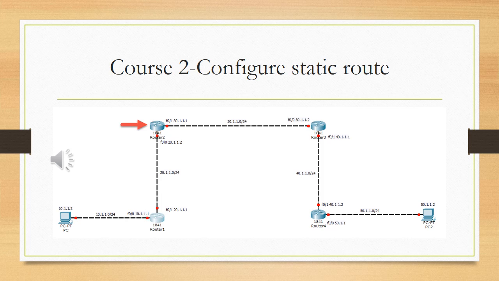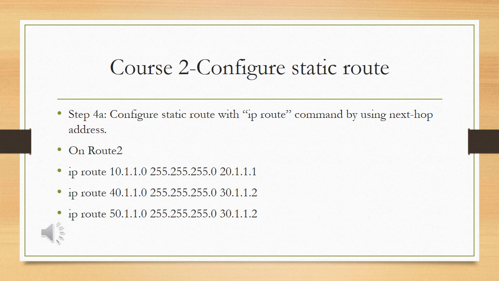Then for router 2, it needs to know where the 10, 40, and 50 networks are. These are commands to configure the static route on router 2. To reach the 10.1.1.0 network, it uses the next hop address 20.1.1.1 because it goes downward. And for the 40 and 50 networks, the next hop address will be on its right side, which is 30.1.1.2.